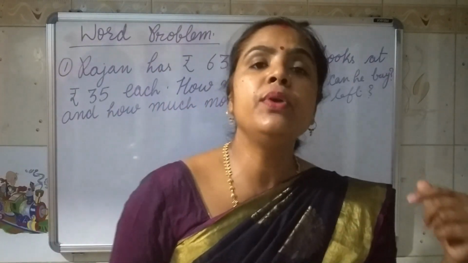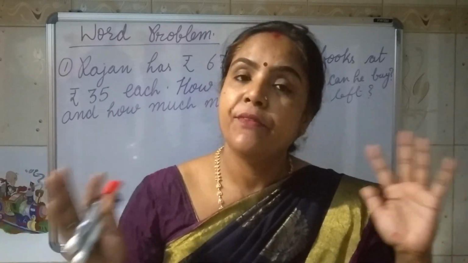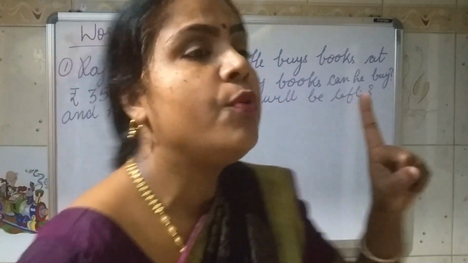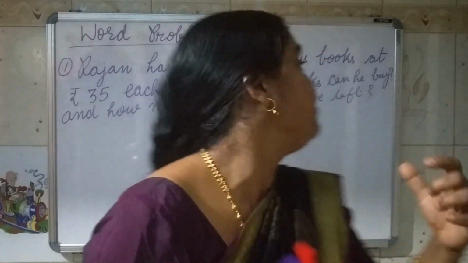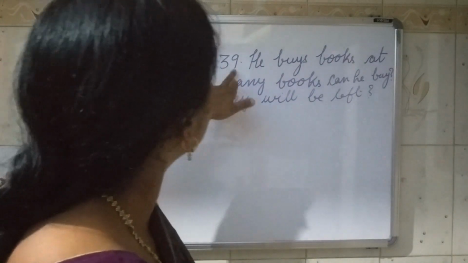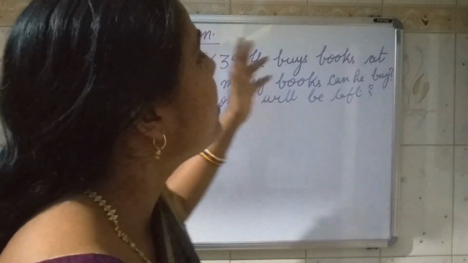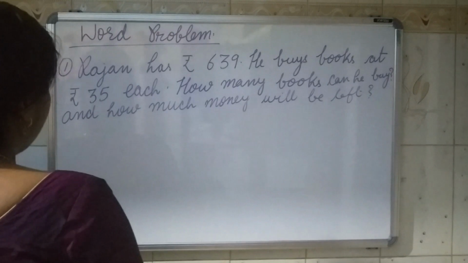As I told you, in case of multiplication, 1 is given and many is asked, so we have to multiply. Here many is given and we have to find the 1, which means we have to find the cost. How many books will be bought? So the total cost is given and the cost of one item is given. We will find out how many books there are. So in this case, we have to divide.